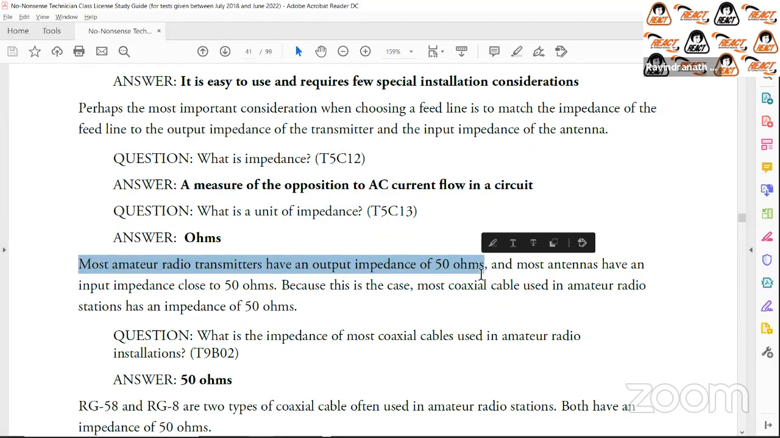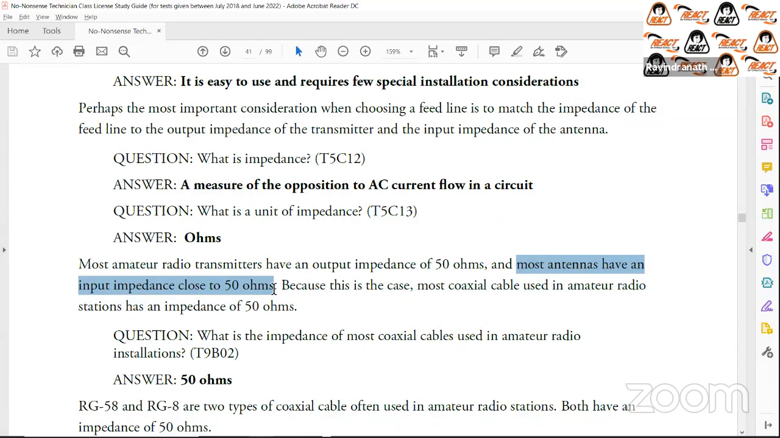Remember, we also said that amateur radio transmitters love 50 ohms. So you'll be talking about 50 ohms in amateur radio, not 75 ohms, 50 ohms. They also tell us that most antennas have an input impedance close to 50 ohms. Right?